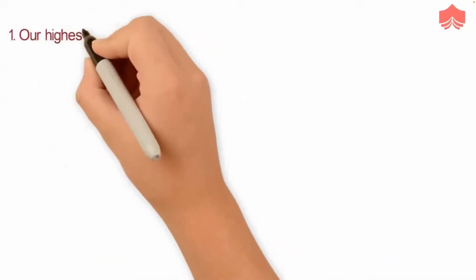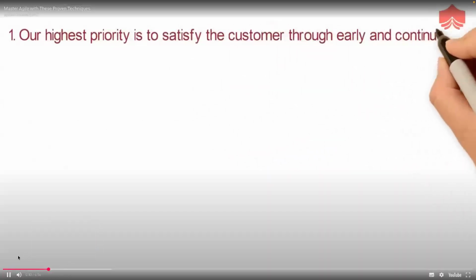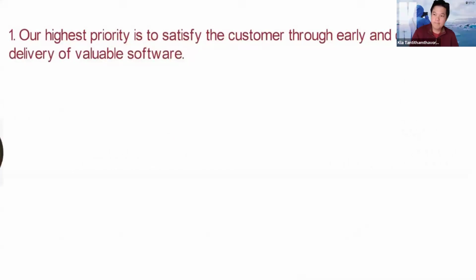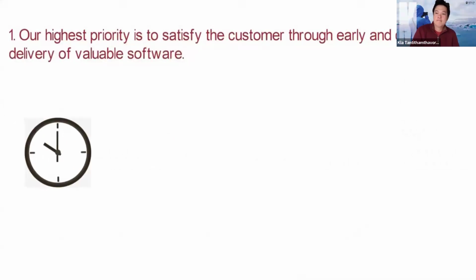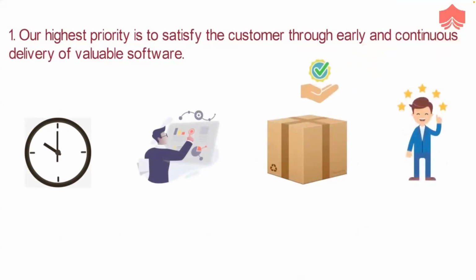First principle. Our highest priority is to satisfy the customer through early and continuous delivery of valuable software. It's true that it takes a lot of time and effort to build a product, but at the end of the day, what makes a customer happy is valuable working software. This is why the principle emphasizes early and continuous delivery of the software.